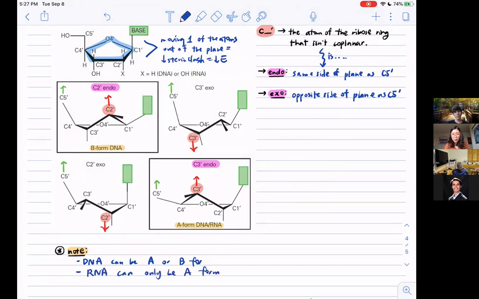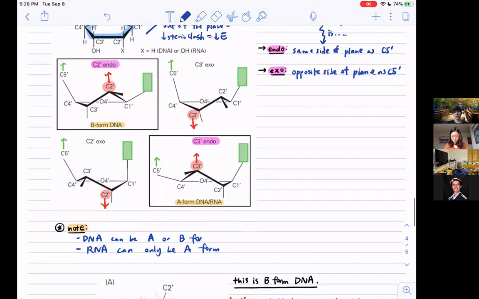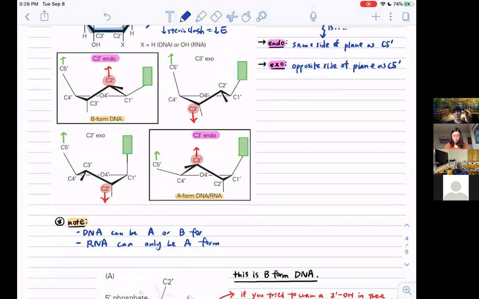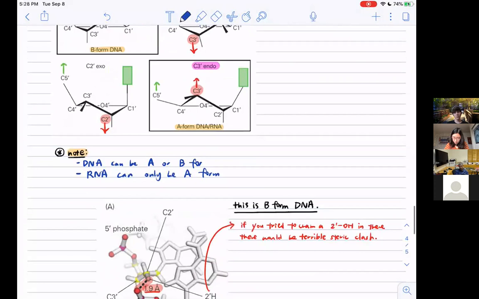So you guys can reply in the chat or verbally. Why can RNA only be A form? What is your thought? Because it can't have the C2 prime endo as the DNA, because it would cause steric hindrance of the OH on the C2 prime and the phosphate group of the C3 prime. Yeah, and Lexi also responded in the chat. And so both of you guys are right.